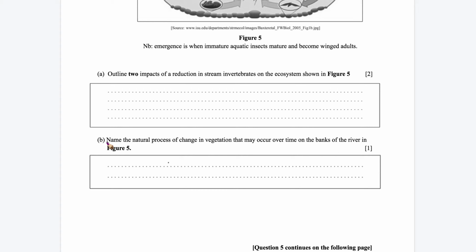Now, for some reason, almost none of you knew the answer to the next question. It's just name, or state. This might have come from an older exam. I don't think we use the command term name anymore, but state the name of. The answer is simply succession. Since nobody got that, we will do some revision on succession.